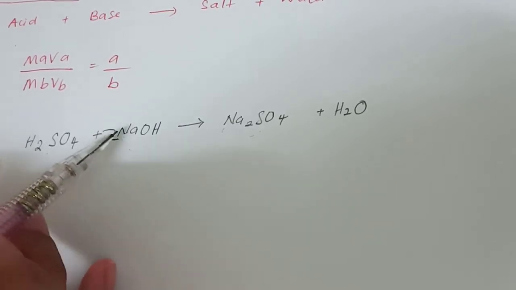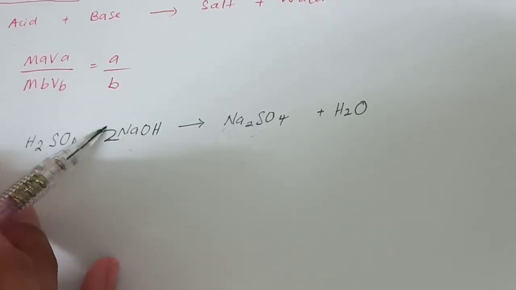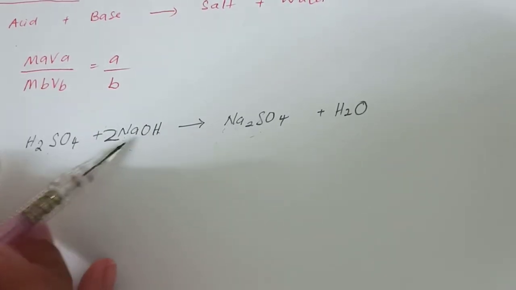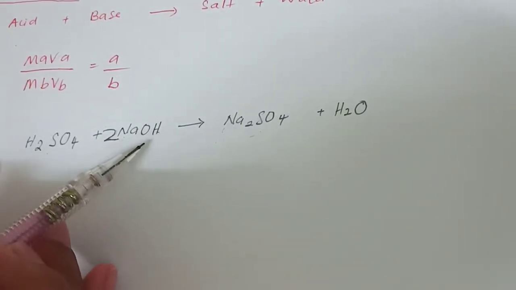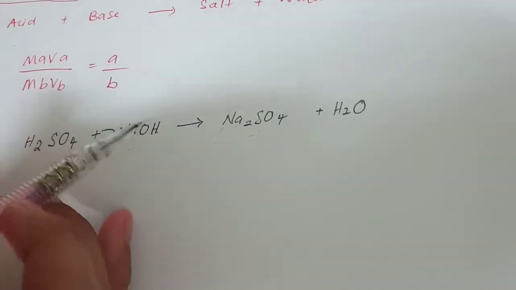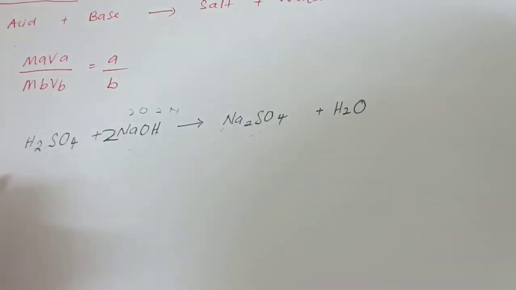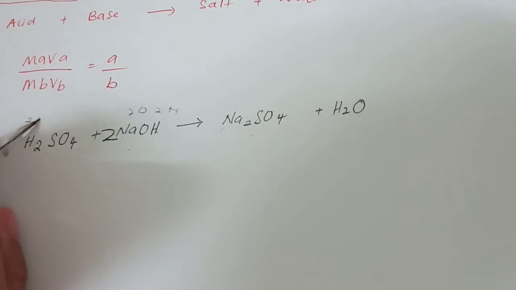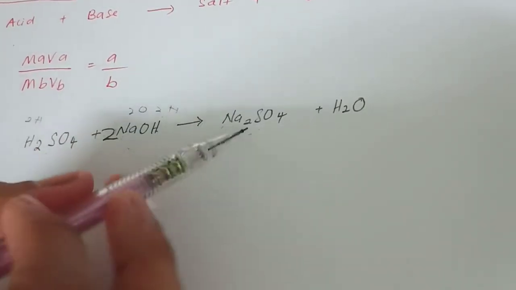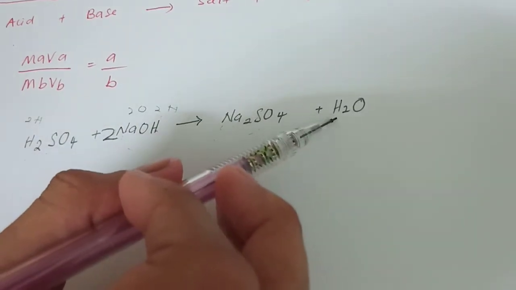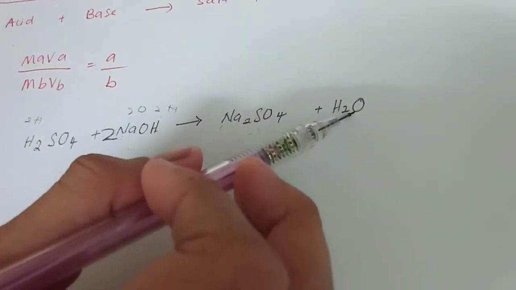The 2 here adds 2 to O and adds 2 to H. So let's calculate the total O and H. Here we have 2O and 2H. Here we have 2H. So that makes our H 2 plus 2, 4H. Whereas here we have only 2H and 1O.